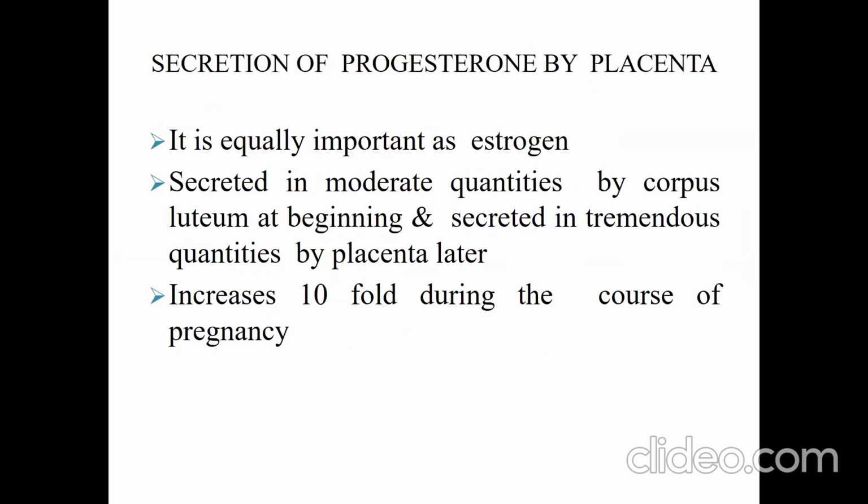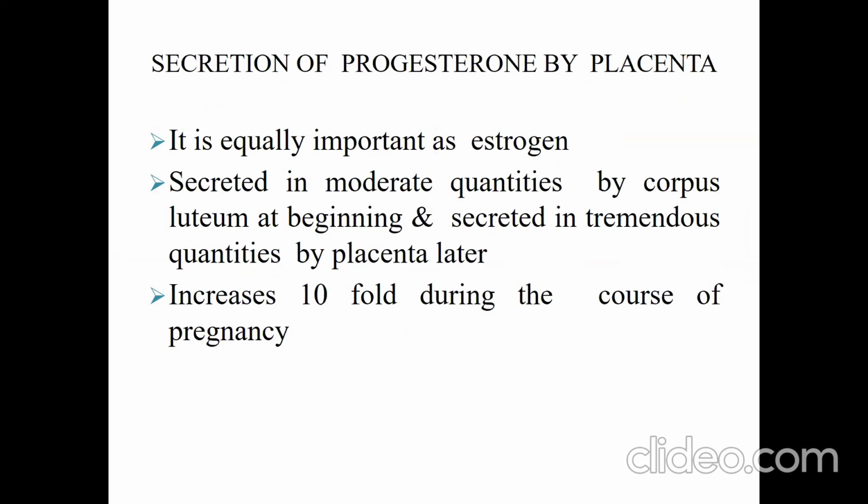The secretion of progesterone by placenta. So the placenta secretes two hormones, we said. One is estrogen and another one is progesterone. Already we discussed the estrogen, and now it is about the progesterone. It is equally important as estrogen.